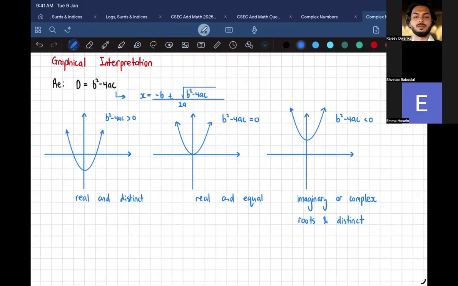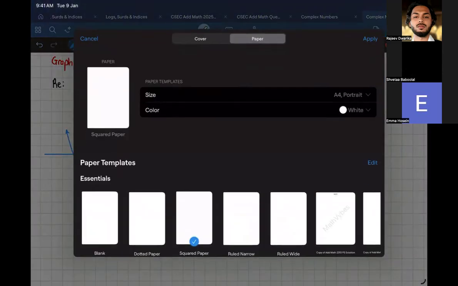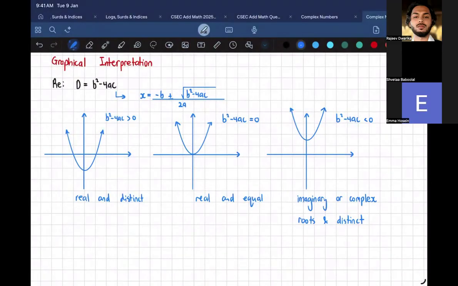I'm going a little off topic. What kind of page are you using right now? Because I noticed the box is smaller. It's smaller. I'm using the standard squared paper on A4. It should come with GoodNotes, I think even the free version. I'm using GoodNotes Standard, I'm not using A4. Oh, and they don't have the option? Yeah, I have the option. I'm going to change it now.